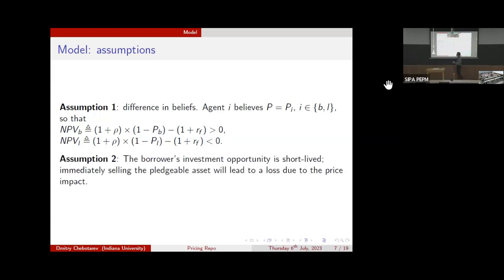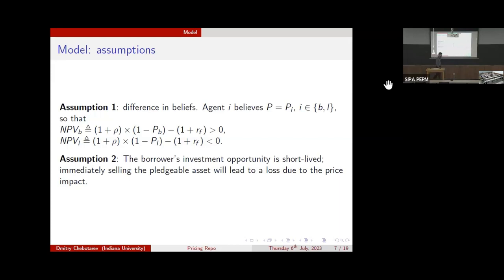Now, the second question would be, why does the borrower not sell the asset instead of pledging it as collateral? And this is really a very unpleasant question because it's hard to address it properly. My answer here would be the following.